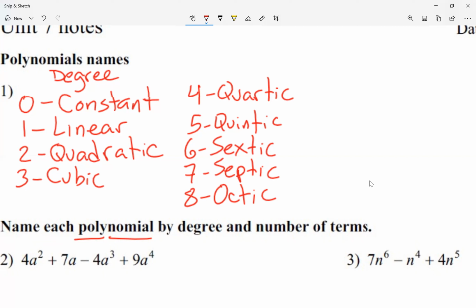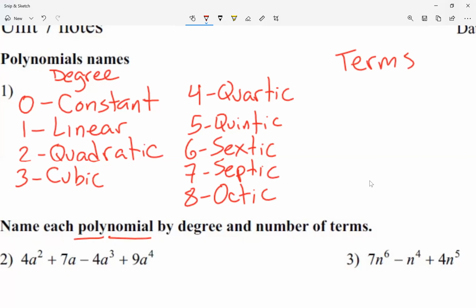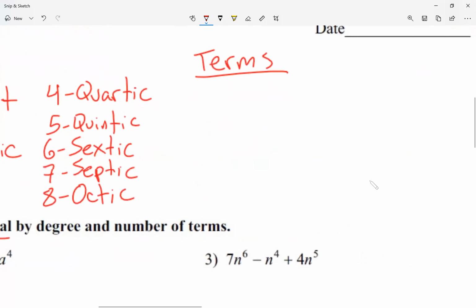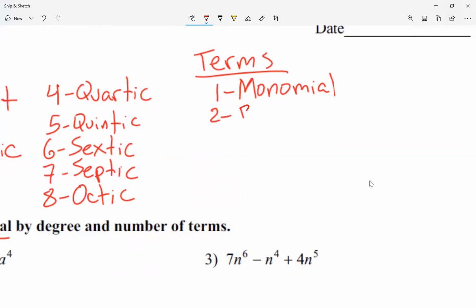But then we're also going to give them names depending on the terms. I'm just going to use the word terms, but in reality it is how many terms, the number of terms. Now, if my polynomial only has one term, we're going to call it a monomial. If it has two terms, we're going to call that binomial. Nomial is basically terms. Bi is 2, so binomial. If it has 3 terms, we're going to call that a trinomial.